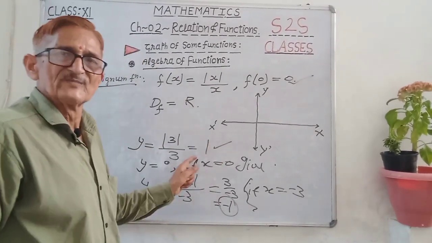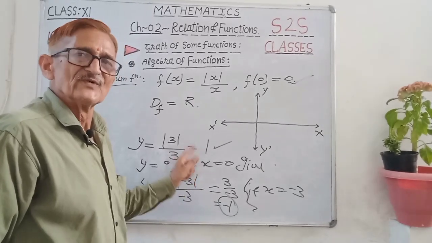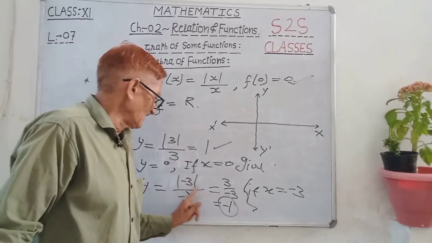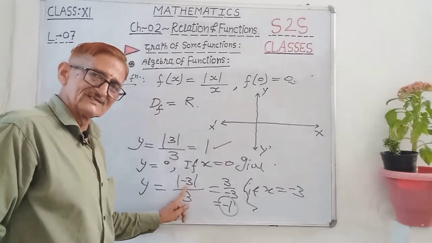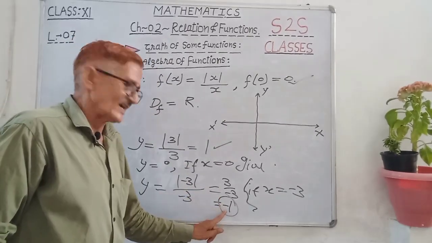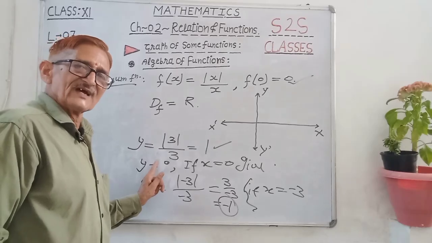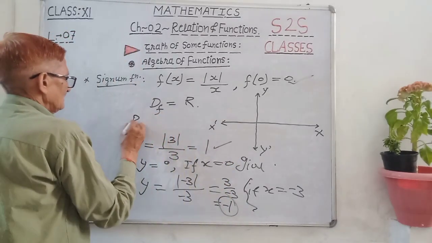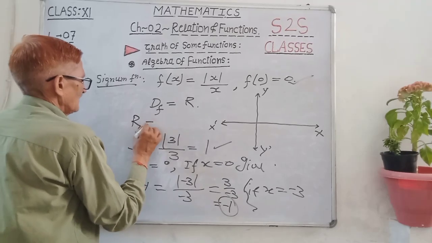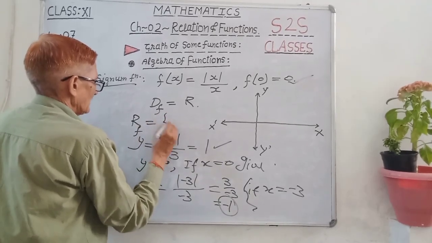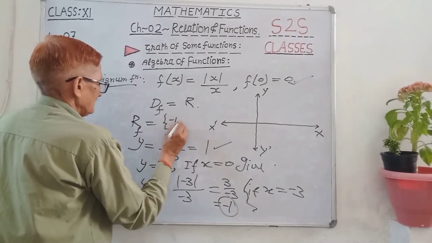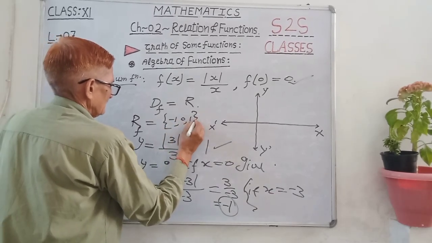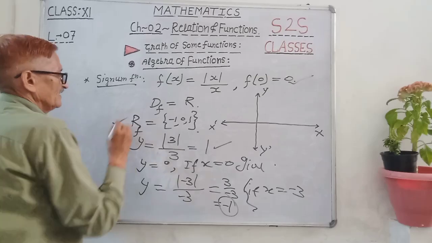For every positive real number x, y is 1. For every negative real number x, y is always minus 1. And for x is 0, y is 0. So there are only 3 elements. So the range of this function is the set with only 3 elements: minus 1, 0 and 1. This is the range set.